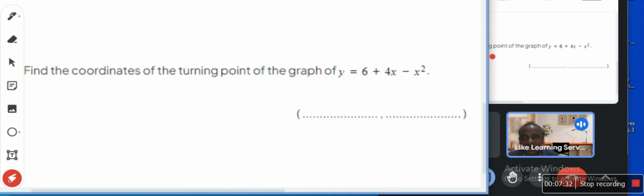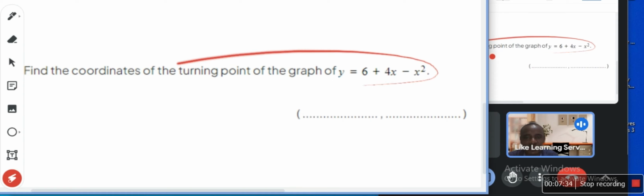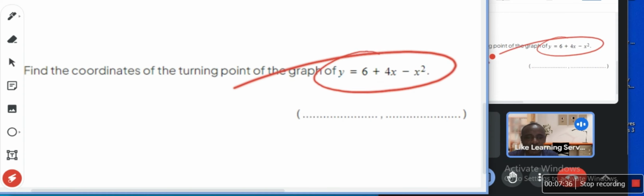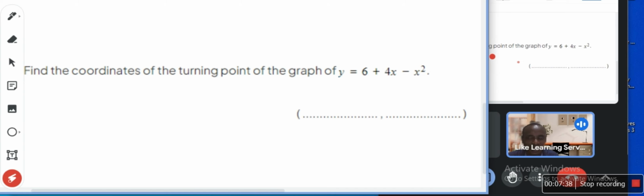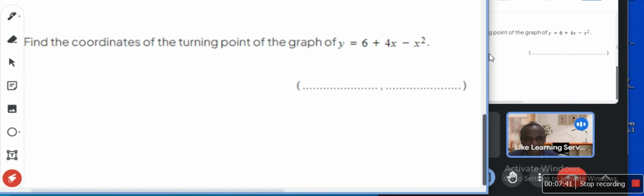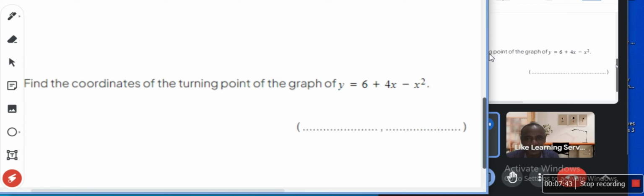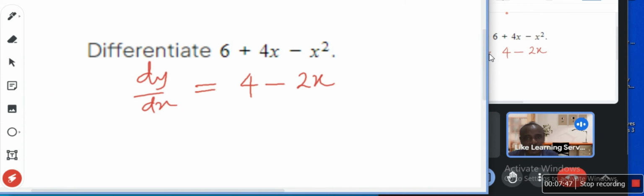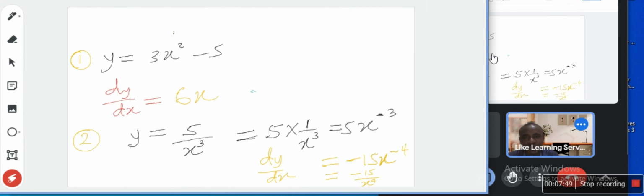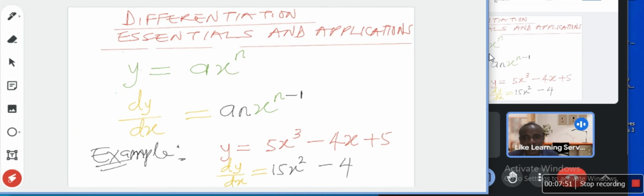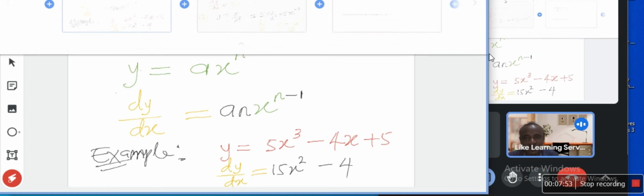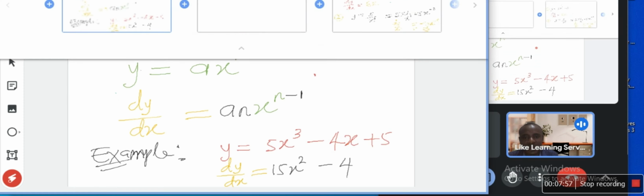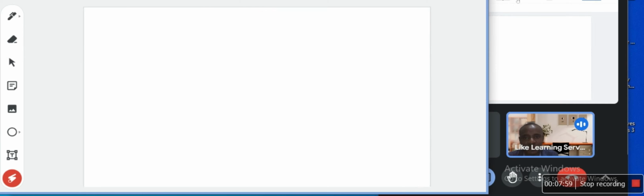Now look at it. It says find the coordinates of the turning point of the graph y equal to 6 plus 4x minus x squared. Do you have any idea of this one? Yeah, I don't really understand this one. Oh, it's very easy. I want to show you something. I'm going to go back to the previous page and create more pages so that we can discuss it first of all. I'm on page 1 again. Now I'm going to page 2. I've created another page.